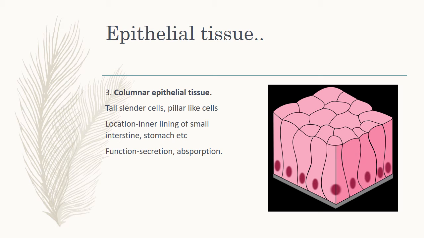The third type is the columnar epithelial tissue. They are tall, slender cells or pillar-like cells. They are found in the inner lining of the small intestine, stomach, etc. Their main function is secretion and absorption.